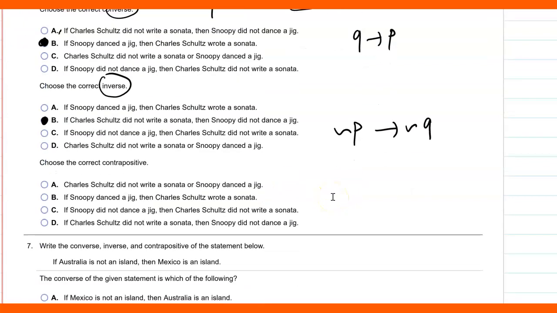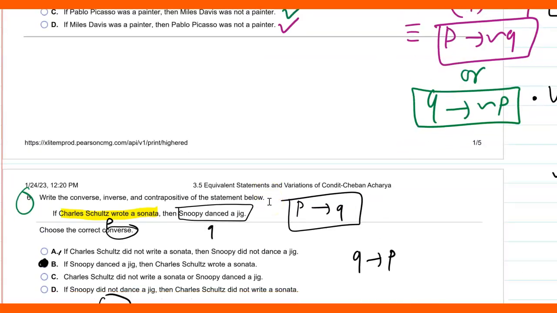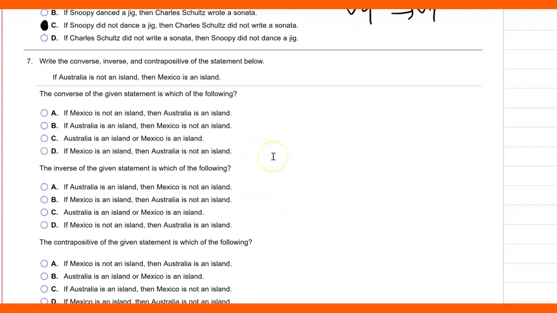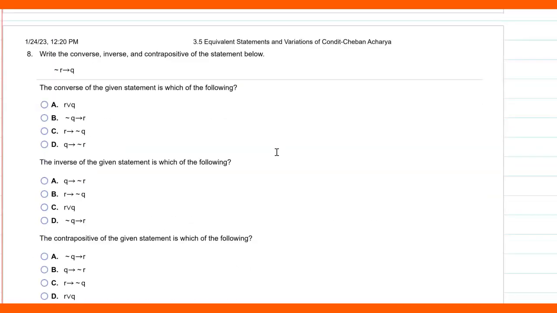Now for the contrapositive, you switch the order and negate at the same time. Therefore, the answer for the contrapositive is C: if Snoopy did not dance a jig, then Charles Schulz did not write a sonata. That's the answer for the contrapositive. That's question number 6. Question number 7 is similar. Write the converse, inverse, and contrapositive of the statement below. You can do it yourself.